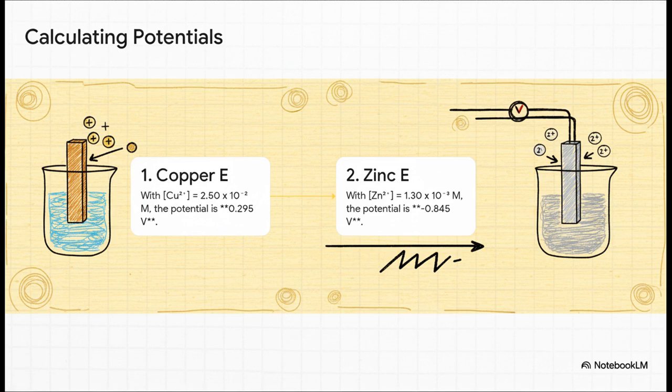So let's imagine a brand new setup with some different concentrations. We're going to do the exact same thing we did before, just twice, once for each half cell. We run the Nernst equation for copper with its new concentration and get 0.295 volts. Then we do it for zinc with its concentration and get negative 0.845 volts.